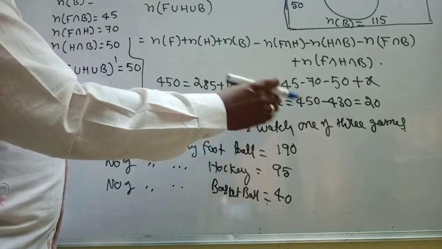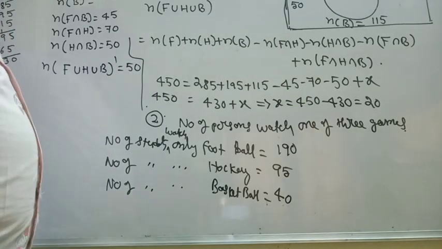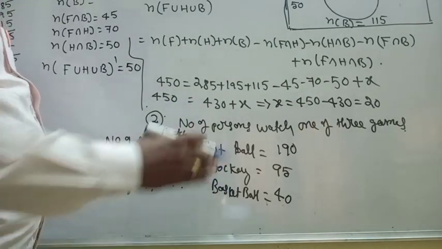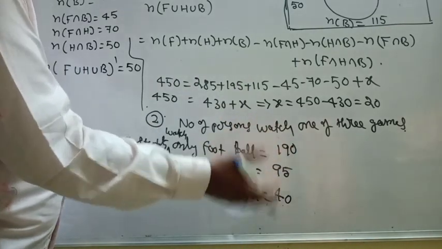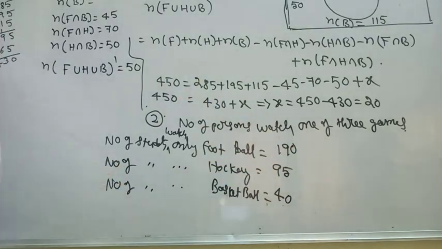Number of persons who watch one of the three games. If they want the total, you can sum it up and you will get the answer. Like this, this beautiful problem can be answered.